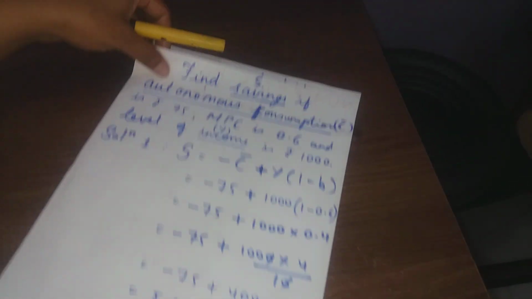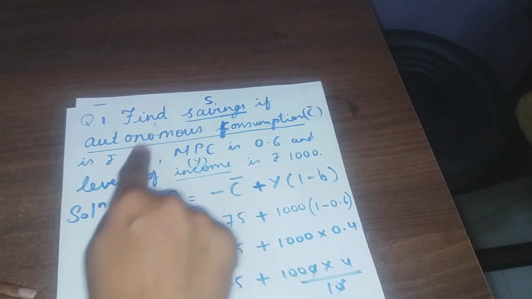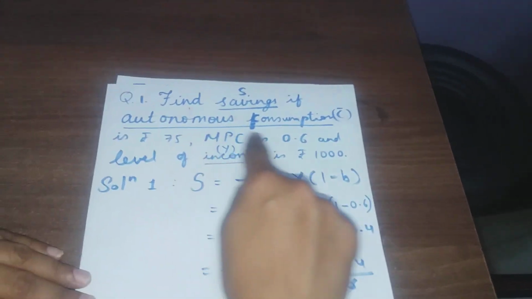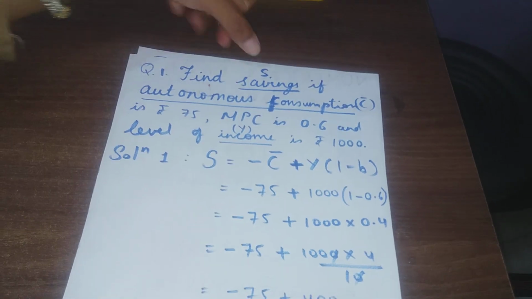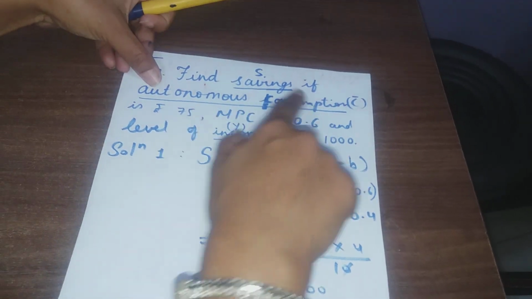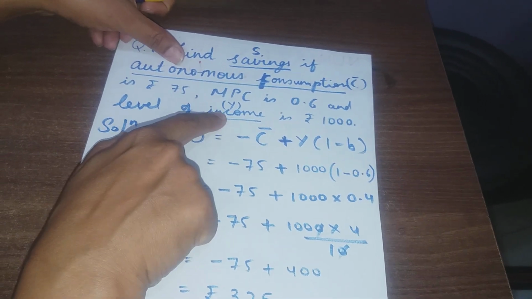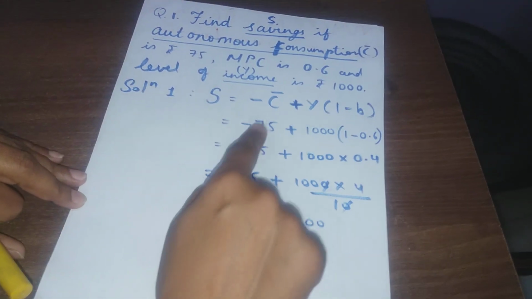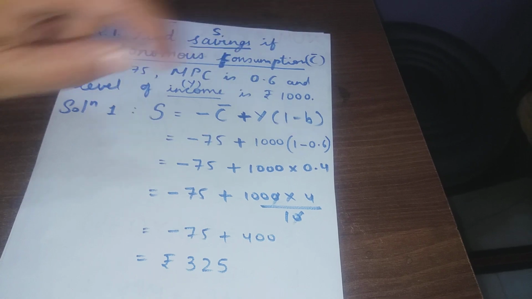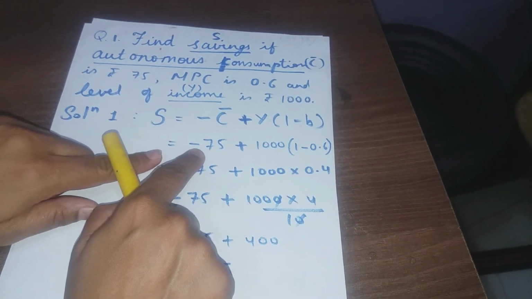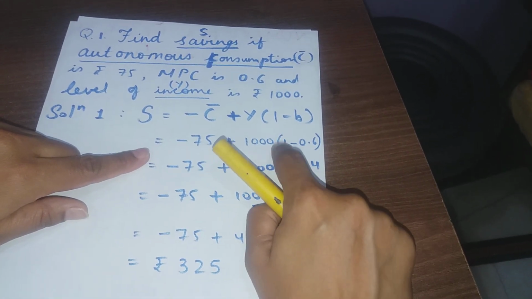Let us solve a numerical based on it. Find savings if autonomous consumption is 75, MPC is 0.6 and level of income is rupees 1000. Savings is S, autonomous consumption is C bar, and MPC is B, and income is Y. Now let us place all of them in the formula. S is equal to minus C bar plus Y bracket 1 minus B. So I am replacing C bar by minus 75 plus Y by 1000 bracket 1 minus B.